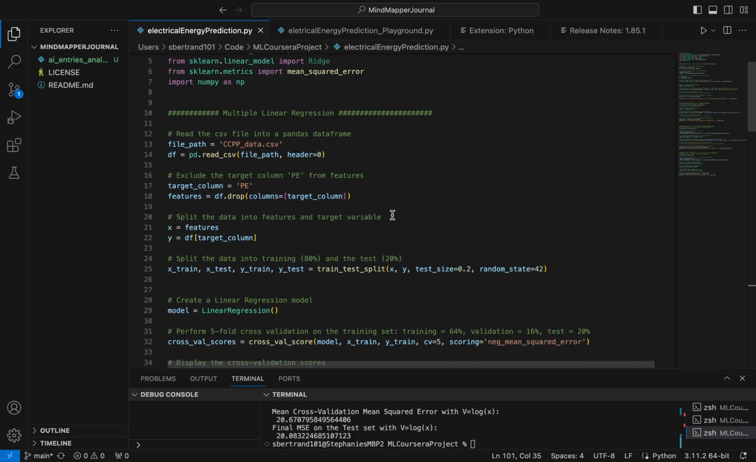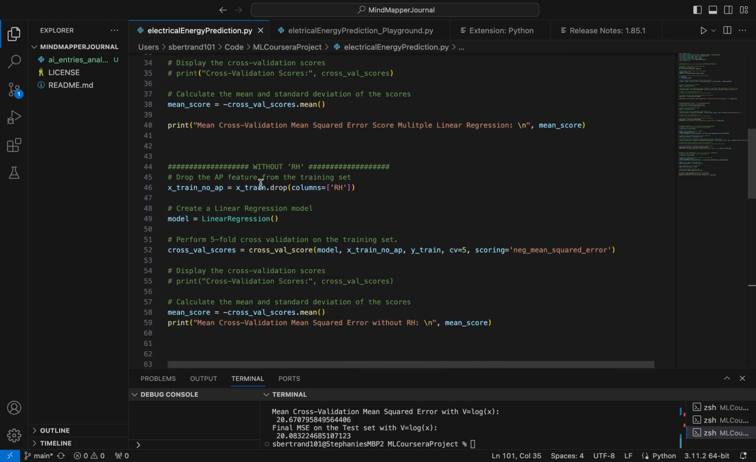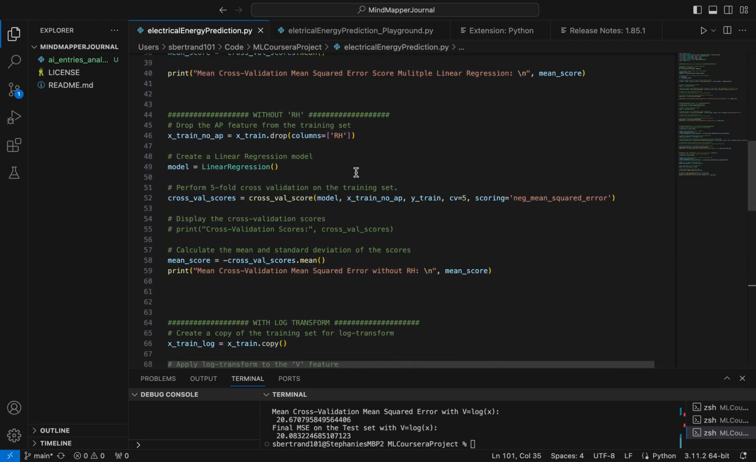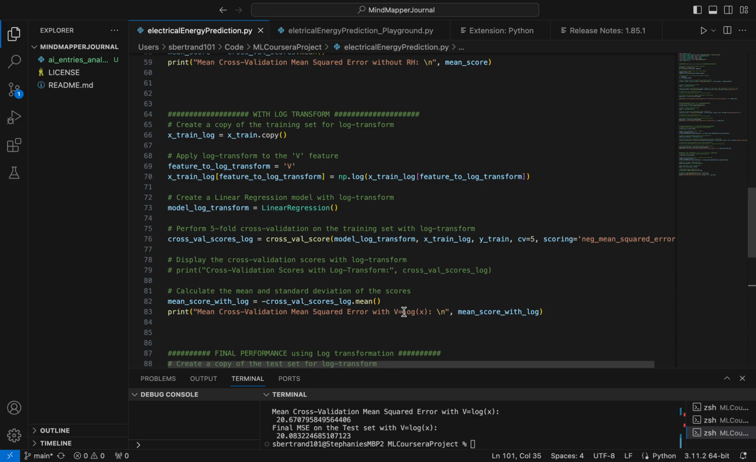So I started with the multiple linear regression, and then I applied the multiple linear regression but with feature selection, so without the RH feature. I also applied the same path, the cross-validation score. This was applied to every single model, including the log transformation on V with every single feature in that multilinear model.